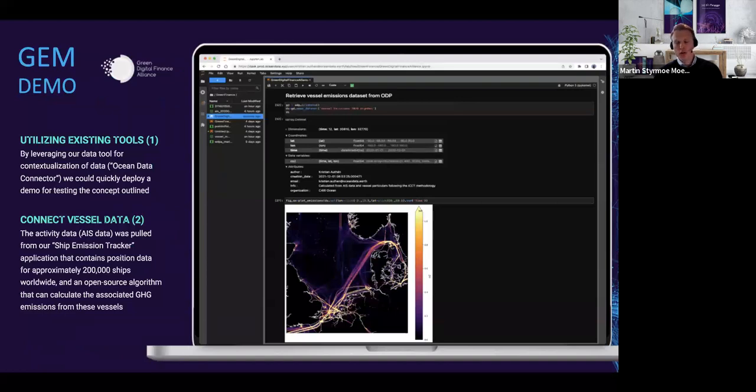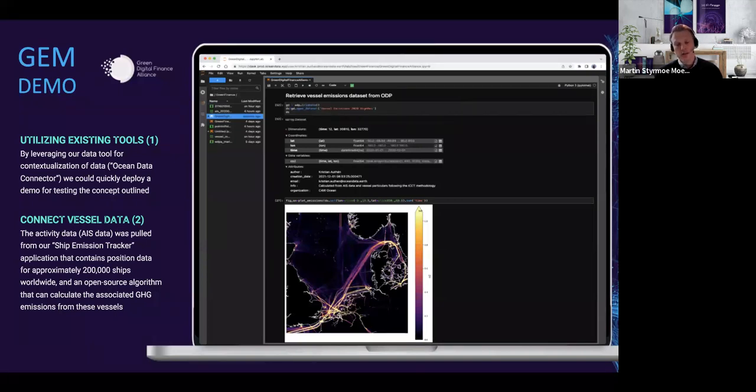So this is where we started. It's actually pretty recent. We started a month ago, and we had a 3-week sprint where we utilized the tools that we already have in the Ocean Data Platform, something called the Ocean Data Connector, which is a data science tool that we can utilize to create insights from the data. It's using Python and it's standard. And we can also link easily into the data sets we already have ingested into the Ocean Data Platform.